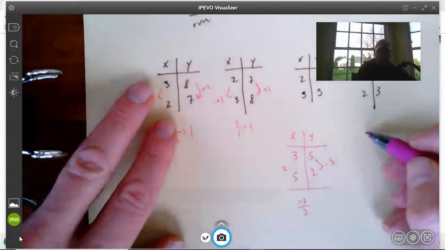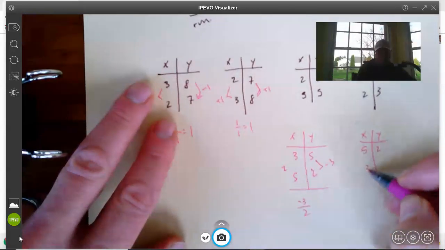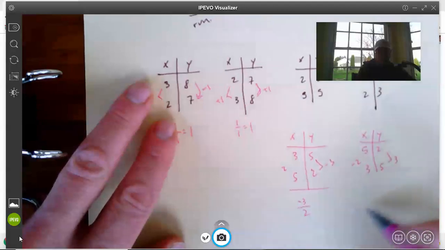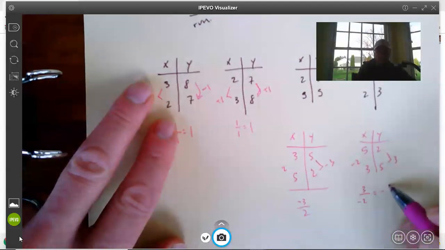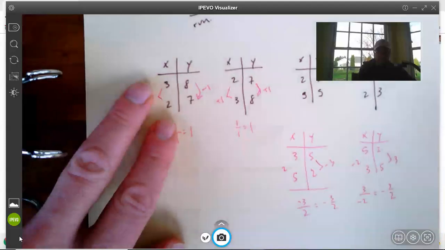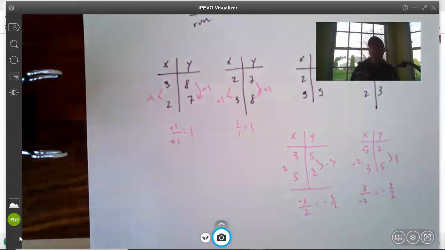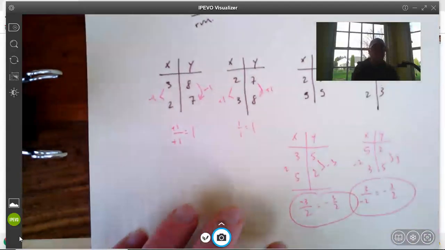If I go the other direction, x, y, traveling from 5, 2 to 3, 5, now 5 minus 2 is a positive 3, and 3 minus 5 is a negative 2, and our slope ends up being 3 over negative 2, which is the same thing as negative 3 over 2, and this is also negative 3 over 2. So the negative sign in the fraction can kind of float around in a sense. It can go down low, up high, right out front. It's always the same value. So that's how these two slopes end up being the same.